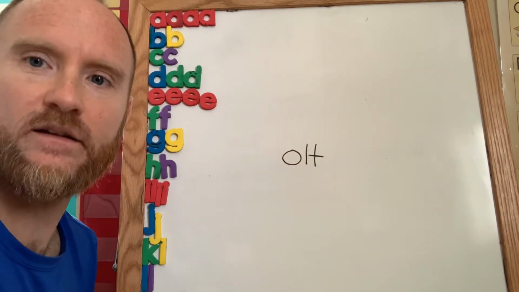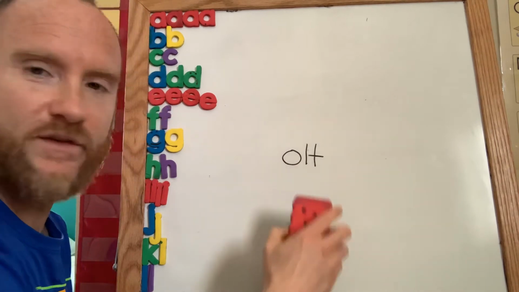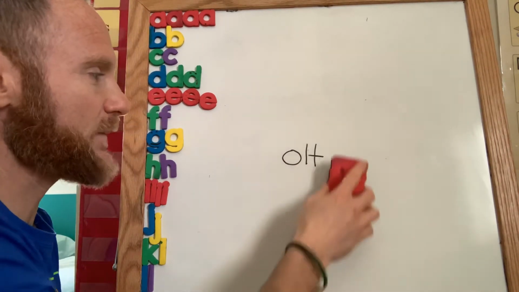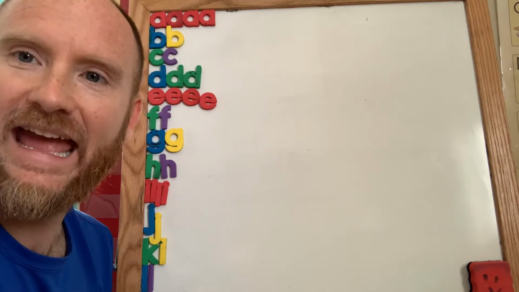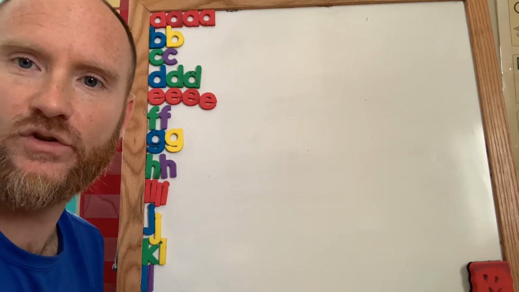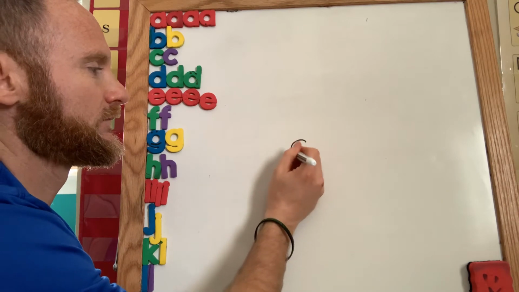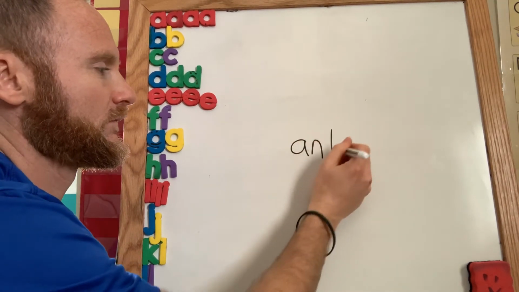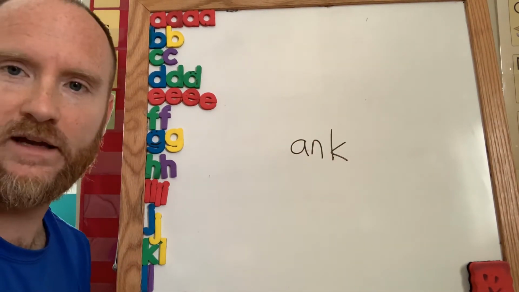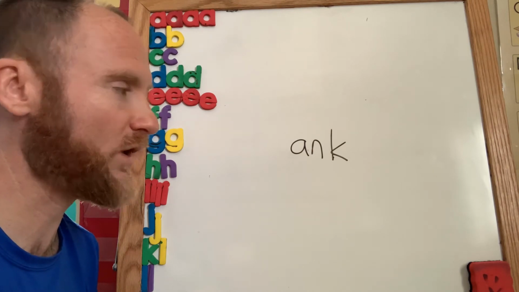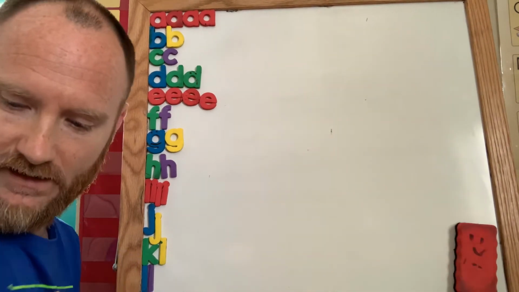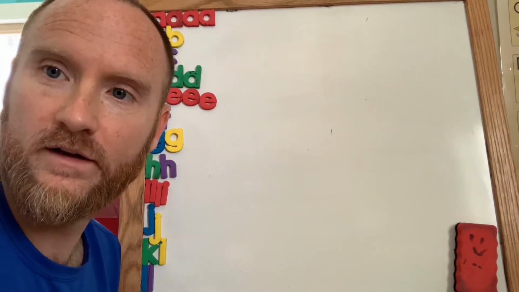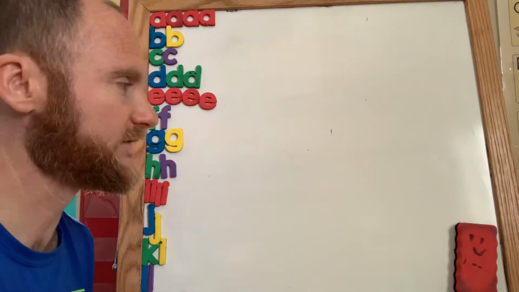Were you right? Good. Remember, Alt is that closed syllable exception word or word part. Okay. Ank. Pause it and you try. All right. What do we call this word part? This is a glued sound, right? Okay. W. Pause it and you try.